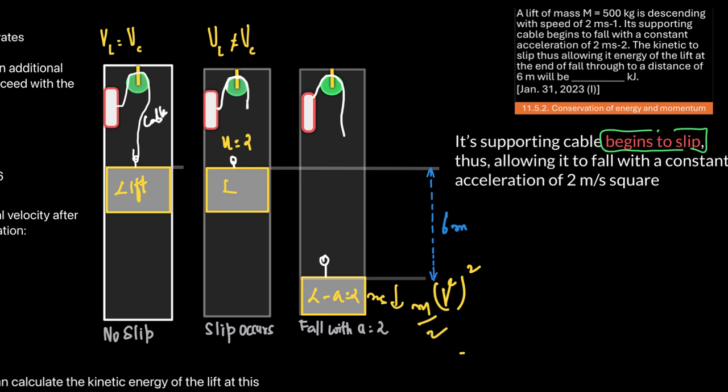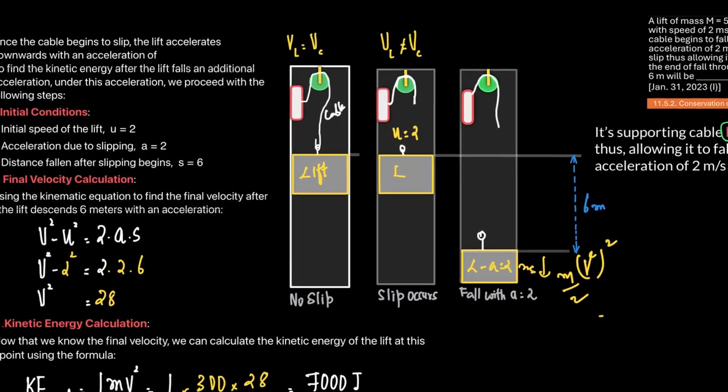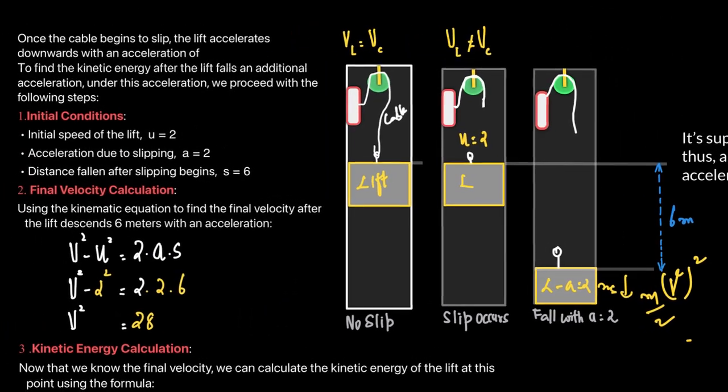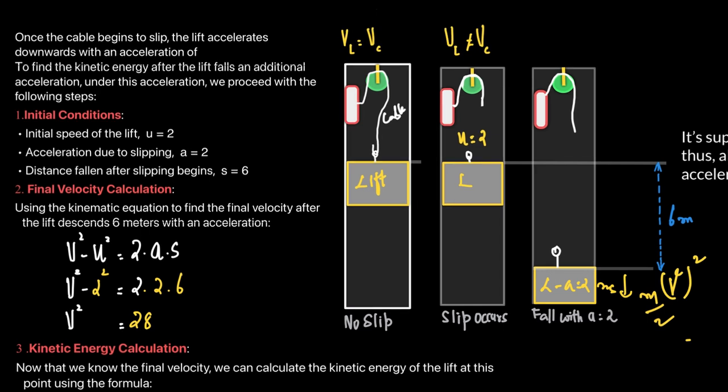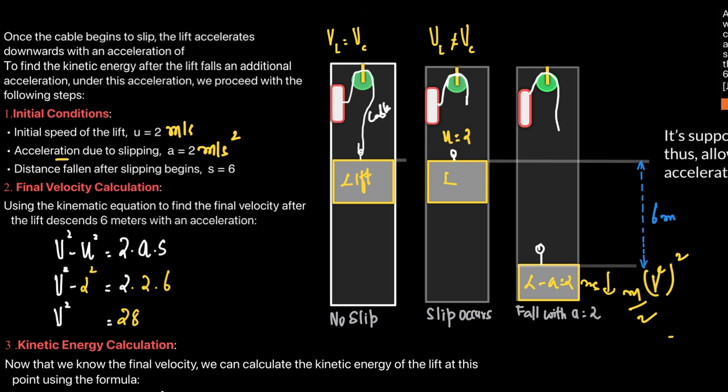Now, to do that, we'll make use of the kinematic equations of motion. What is the initial velocity given to us? It is 2 meter per second. What is the acceleration given to us as? It is given as 2 meter per second square. And it is given that the lift has traveled 6 meters. So by the displacement relationship, we have v squared minus u squared is equal to 2as.